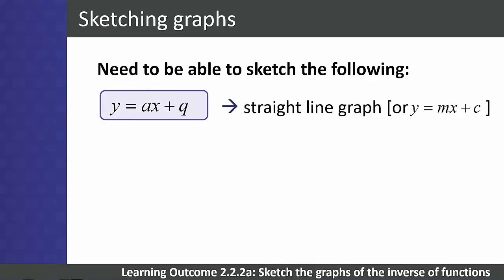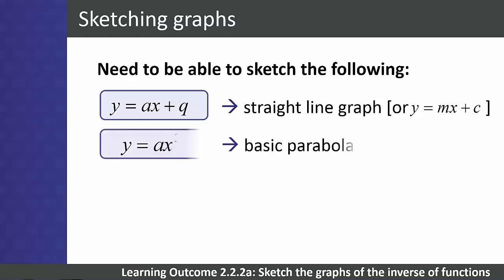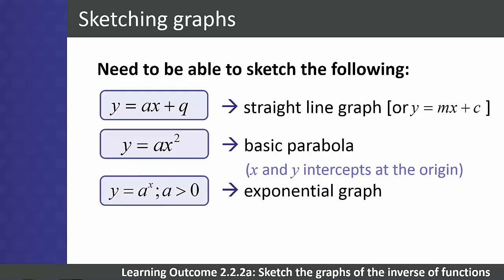Y equals ax plus q, the straight line graph, or y equals mx plus c. Y equals ax squared, the basic parabola, with x and y intercepts at the origin. And y equals a to the power of x, where a is greater than 0. This is the increasing exponential function. In today's session, we will revise the sketching of each briefly.